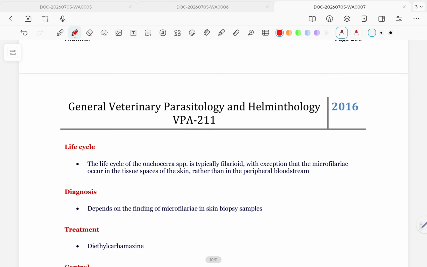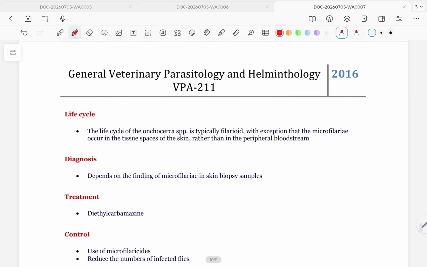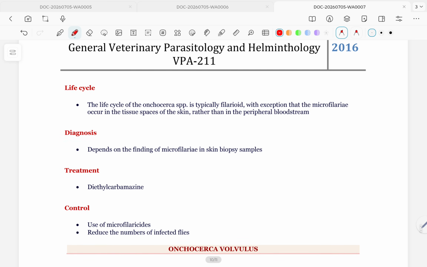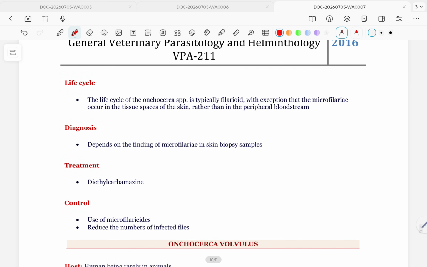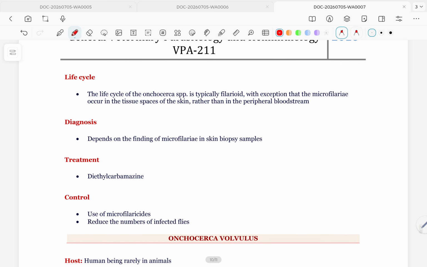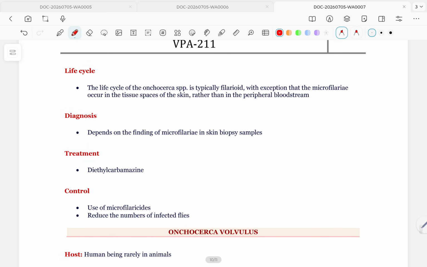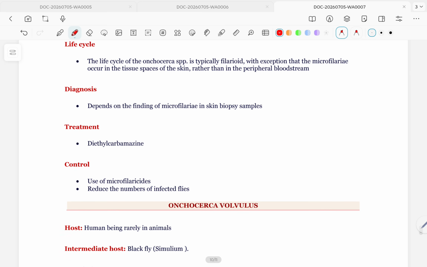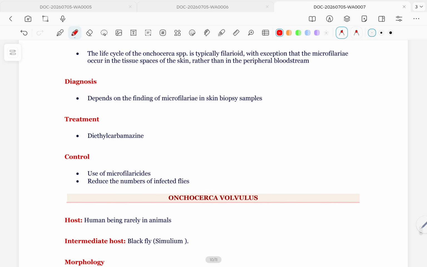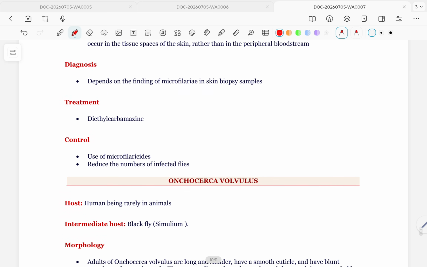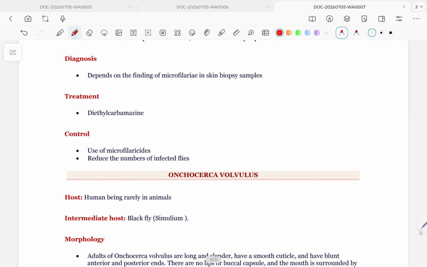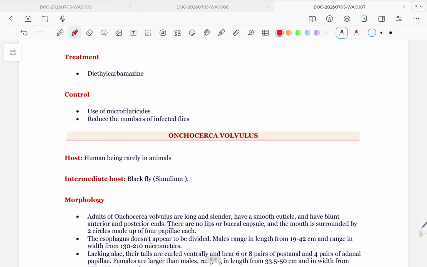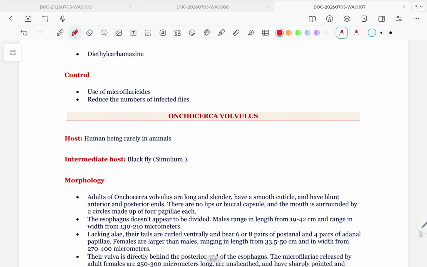Life cycle. The life cycle of the Onchocerca species is typically filarioid, with the exception that the microfilariae occur in the tissue space of the skin rather than in the peripheral bloodstream. Diagnosis depends on the finding of microfilariae in skin biopsy samples. Treatment: diethylcarbamazine. Control: use of microfilaricides to reduce the number of infected flies.